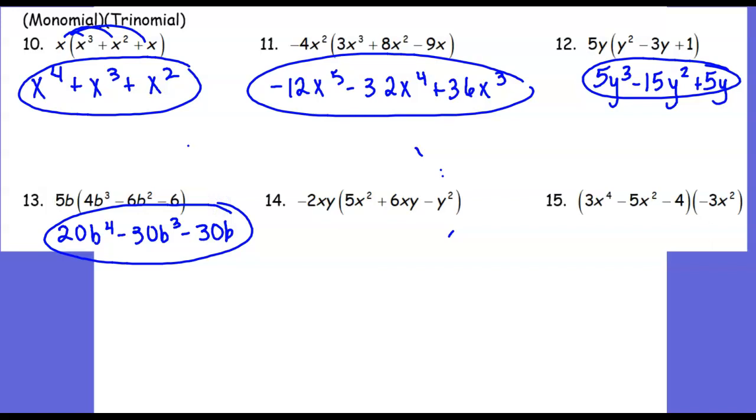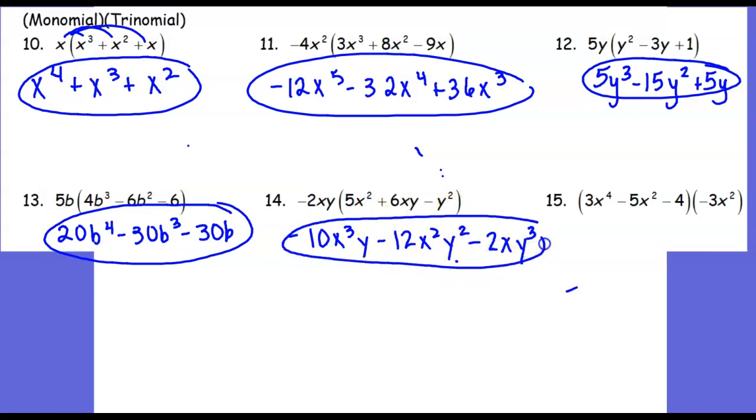14, when we distribute, and at any point I highly recommend you pause the video and then you just try a few problems and see how you did. This would be a -10x to the third y minus 12x squared y squared. So let's erase that, it's a little messy, x squared, and it would be y squared. Okay, and then minus 2xy to the third. All right, so all we did was distribute that negative 2xy.